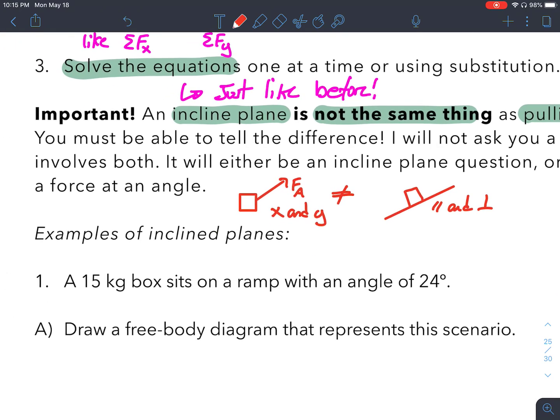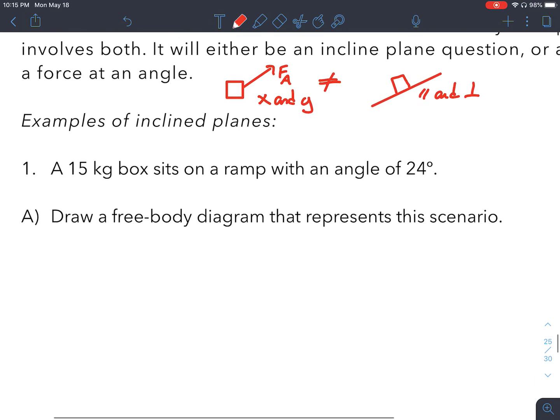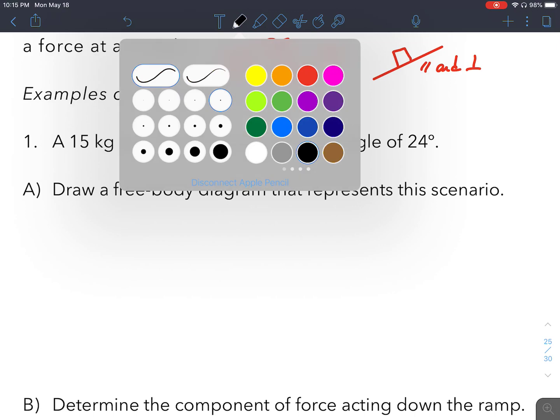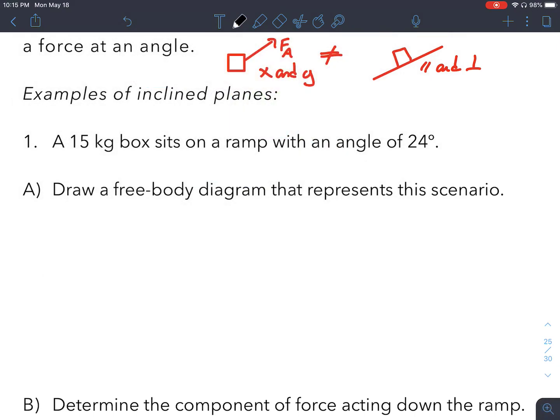Let's do an example or two. I don't want this video to be too long, but let's get you warmed up a little bit and see what happens here. Okay, so we've got a 15 kilogram box sitting on a ramp with an angle of 24 degrees. So for our free body diagram, I'm going to draw a ramp like so.